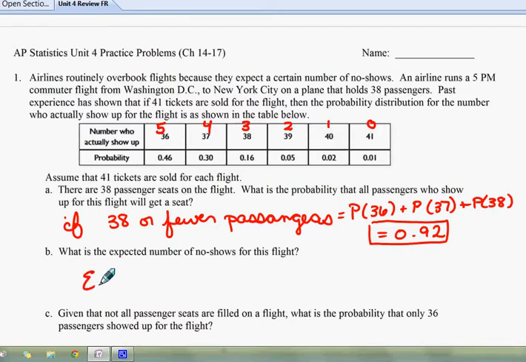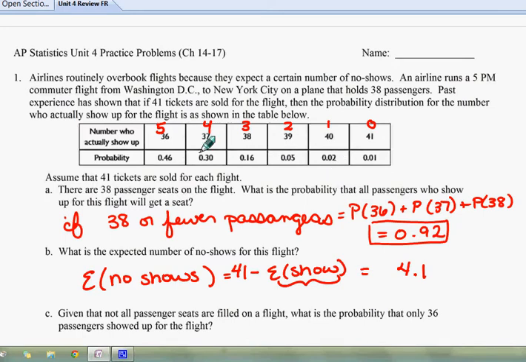Either way, when you're finding the expected value of no-shows, you can either think of that as 41 minus the expected value of those who show using the original probability model, or convert it to the new probability model, and you should come up with the expected number of no-shows to be 4.1. Because from the probability model they give you, that number would have been 36.9. So you can work it either way.